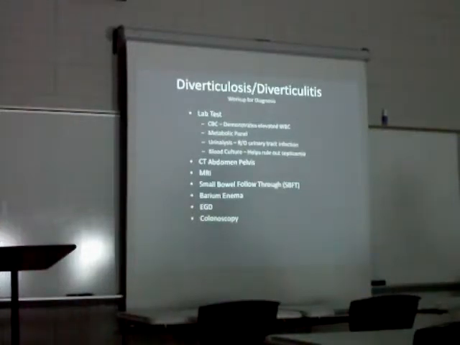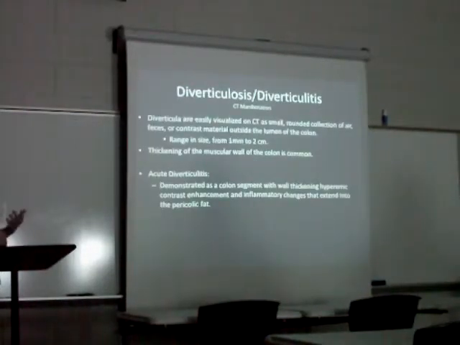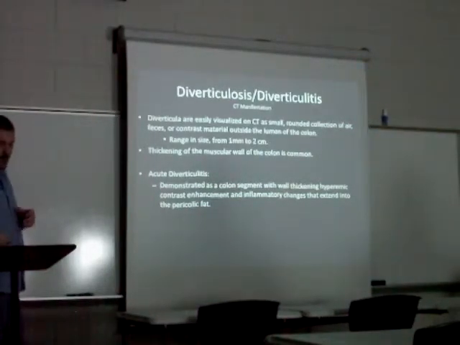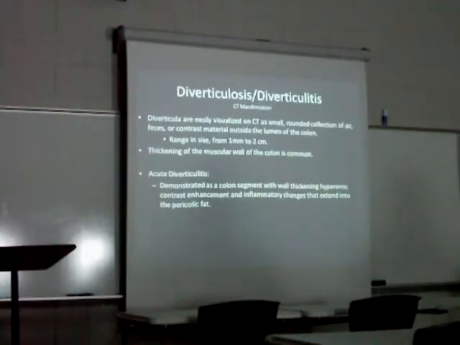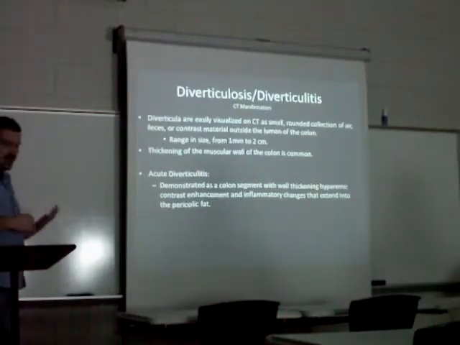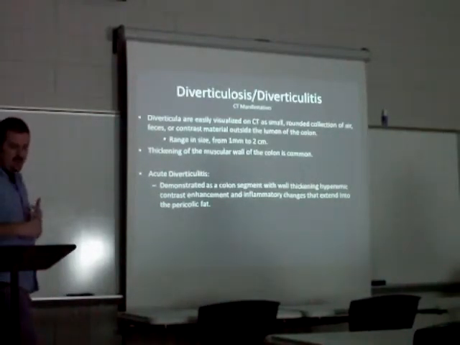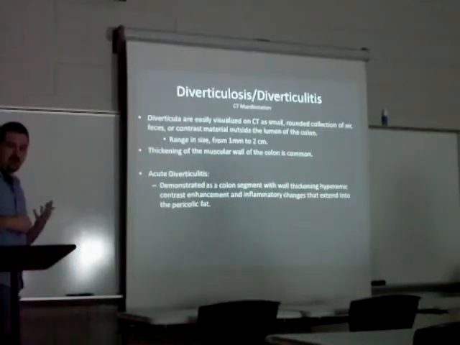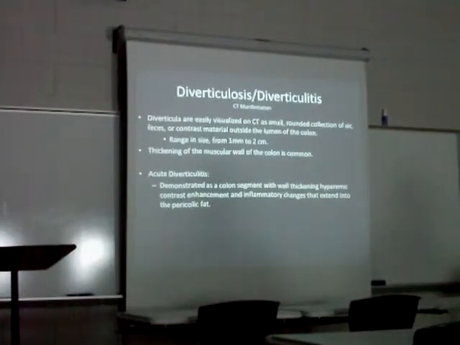So the CT manifestation of this is that the diverticuli are easily visualized as small, rounded collections of air, feces, or contrast material outside the lumen of the colon. And you see that they range in size from 1 millimeter to 2 centimeters. We also see that acute diverticulitis is demonstrated as a colon segment with wall thickening, hyperemic contrast enhancement, and inflammatory changes that extend into the pericolic fat.